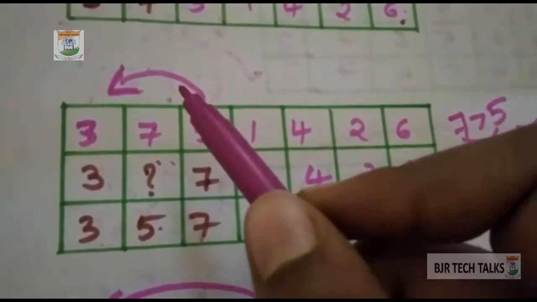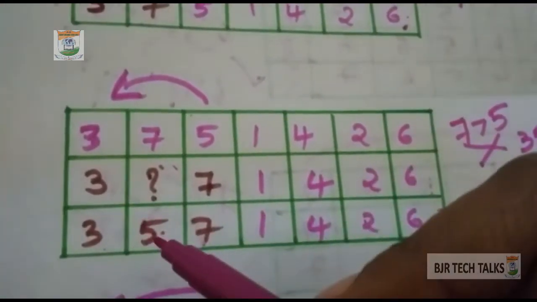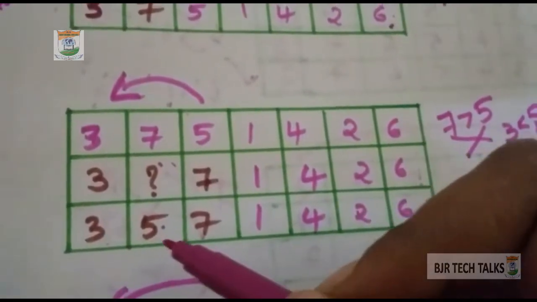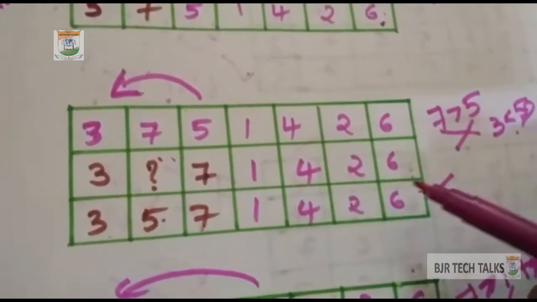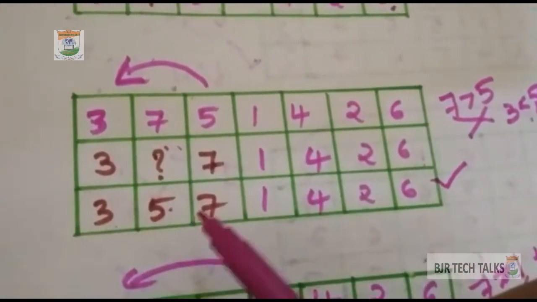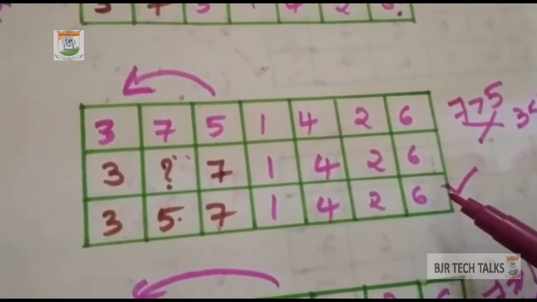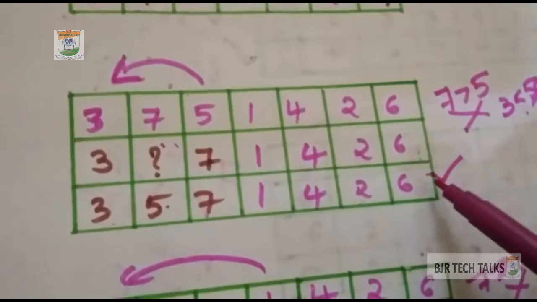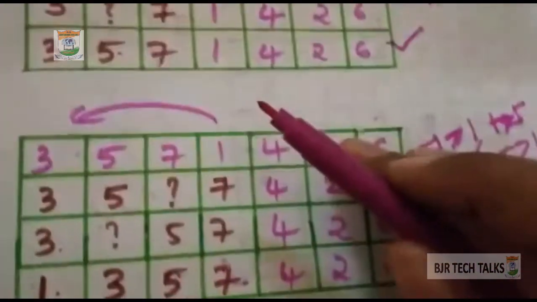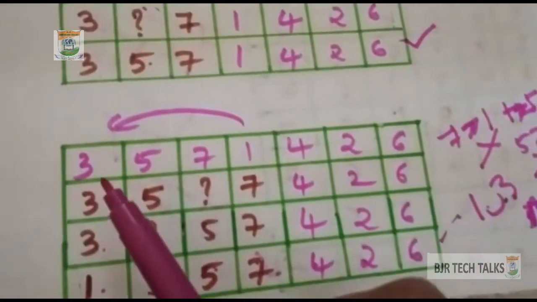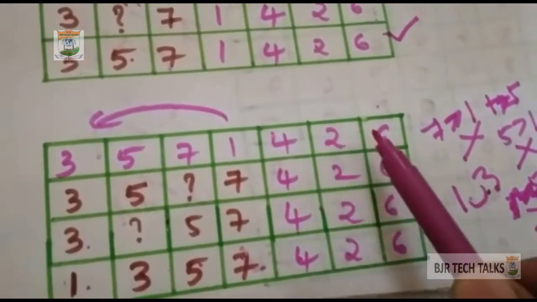When we are comparing 5 with 3, 5 is greater than 3, so there is no change. So 3, 5, 7 and the remaining elements will be as they are: 1, 4, 2, 6. So 3, 5, 7, 1, 4, 2, 6 is the answer of the second iteration. Taking this, we will do the third iteration. So here comes the third iteration, that is 3, 5, 7, 1, 4, 2, 6.